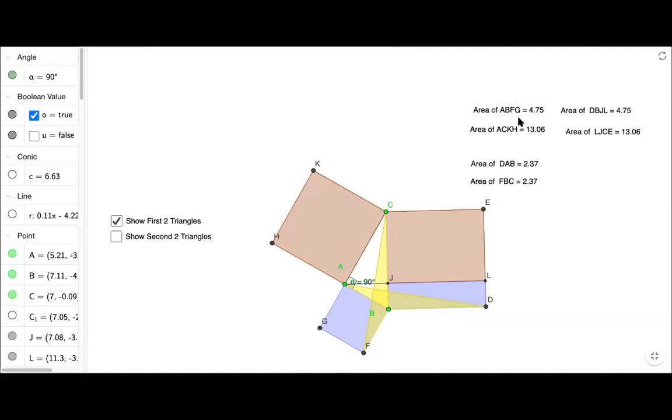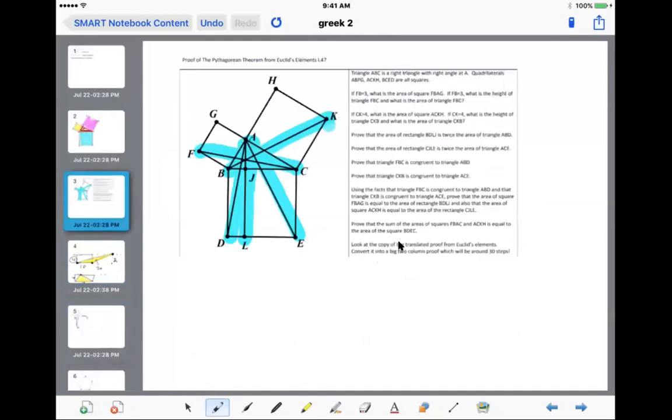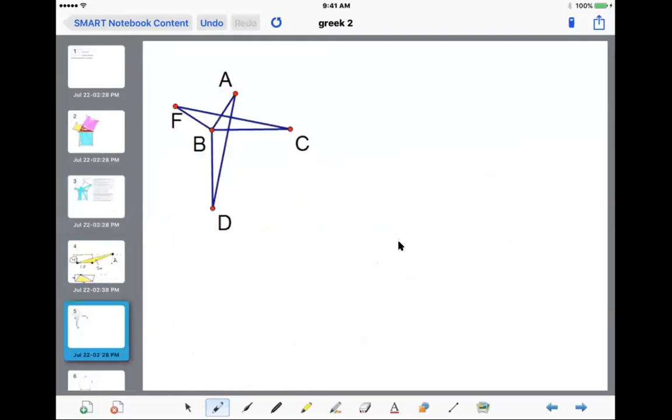Let me go back to the iPad to show you those two triangles in more detail. Okay, here are those two triangles. So here's the picture, and you can see the triangles are FBC and ABD. Those are the two triangles there.